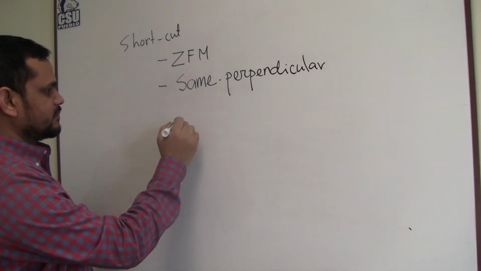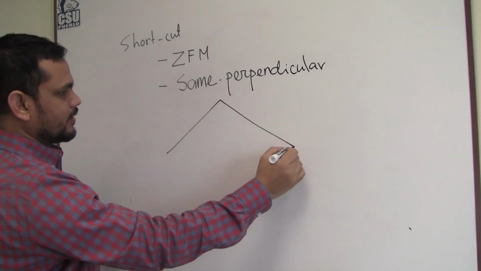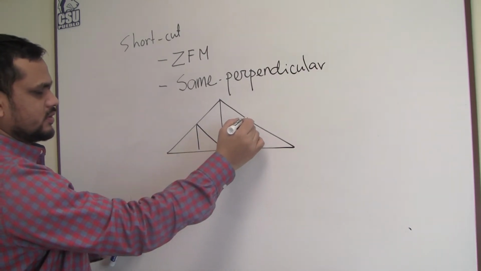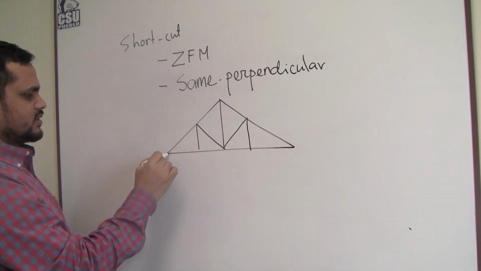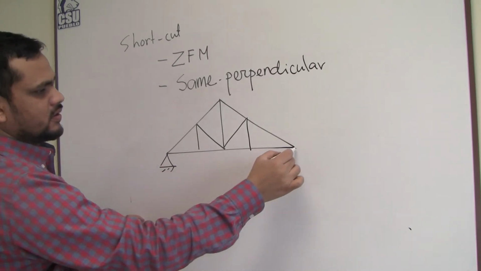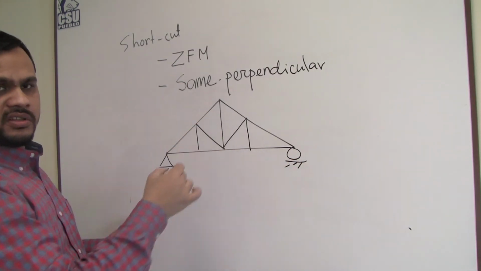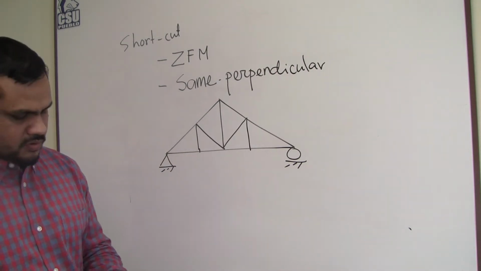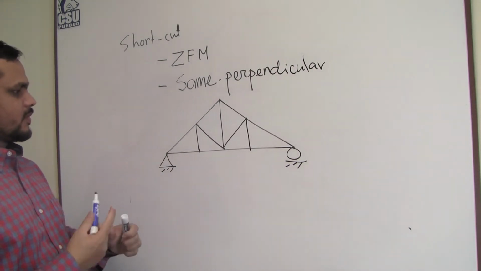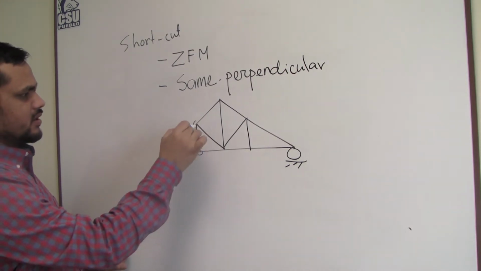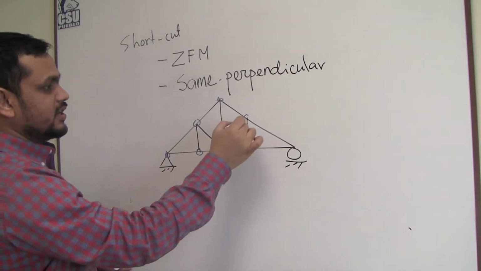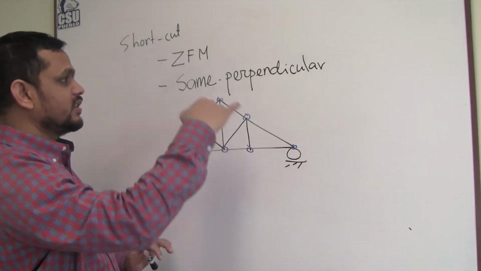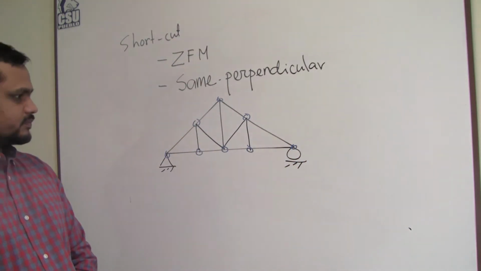Say a truss, the most common truss in our daily life. You saw this kind of truss in many places. All the joints are pins. Again, if the joints are not pins, it is not a truss, it is a frame, so all this discussion will not work.